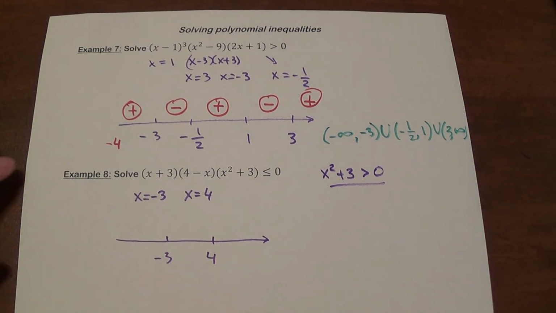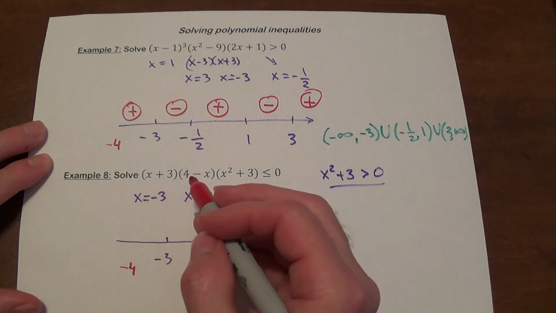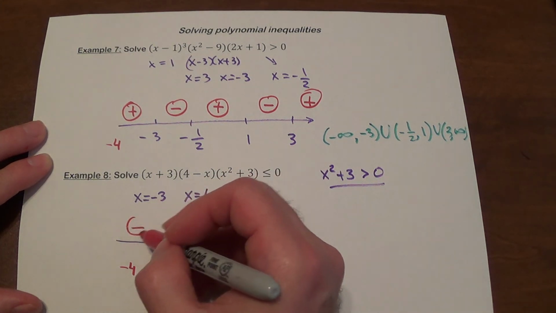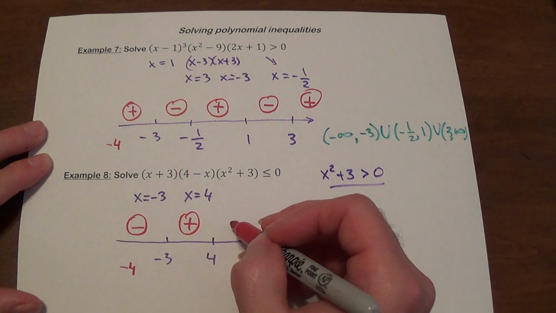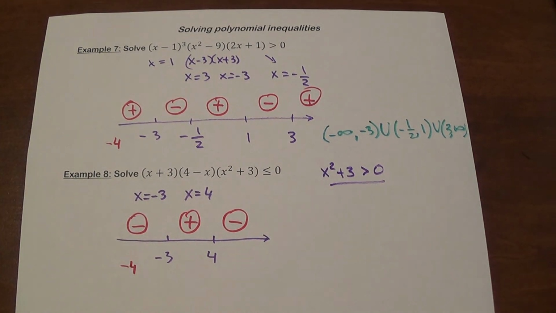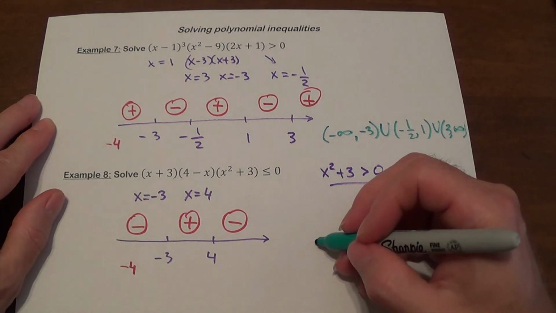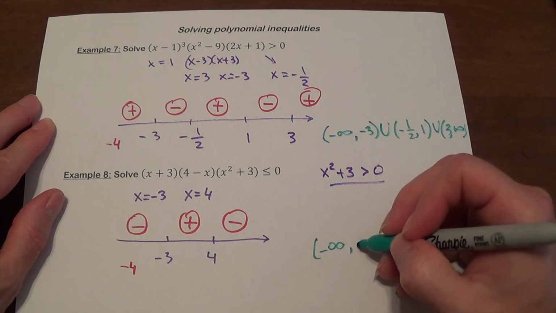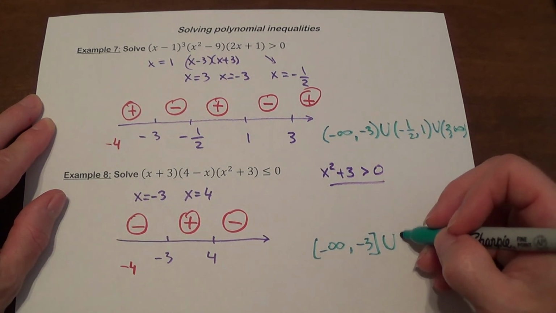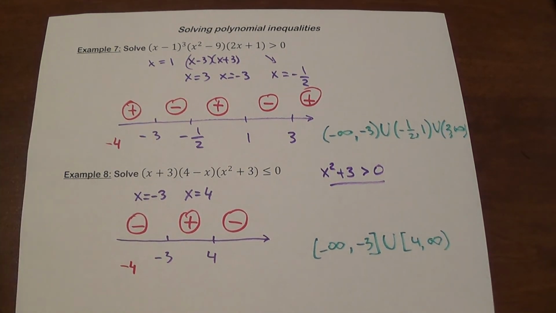And you can figure out the signs here. Just be careful. Let's start here, negative 4. So negative 4 plus 3 is negative. 4 minus negative 4 is positive, and this one's positive. This sign is going to be negative. This sign is going to be positive, and this sign is going to be negative. We want for that to be less than or equal to 0. So less than or equal to 0 will be negative infinity to negative 3, closed, along with 4 to infinity. And this is done.